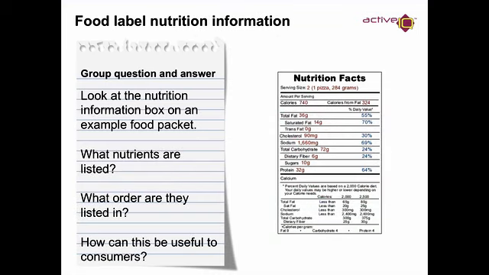Okay, let's have a look at food label nutrition. And this on the right hand side is what a typical food label will look like. I'm going to try and go through the points on the left: what nutrients are listed, what order they're in, how can this be useful. But first, it says serving size 2, 1 pizza, 284 grams. So if you're going to eat the whole pizza, you're going to need to double all of the amounts on this label.